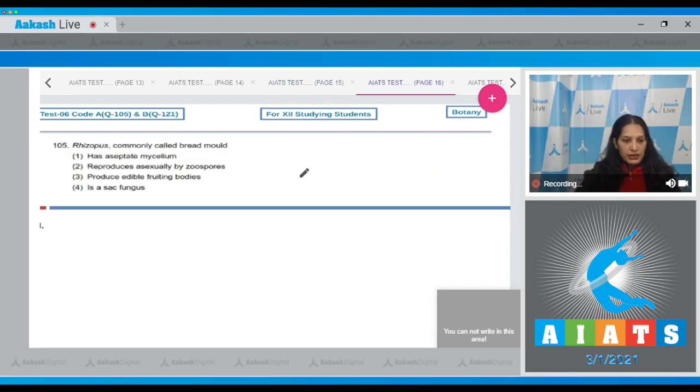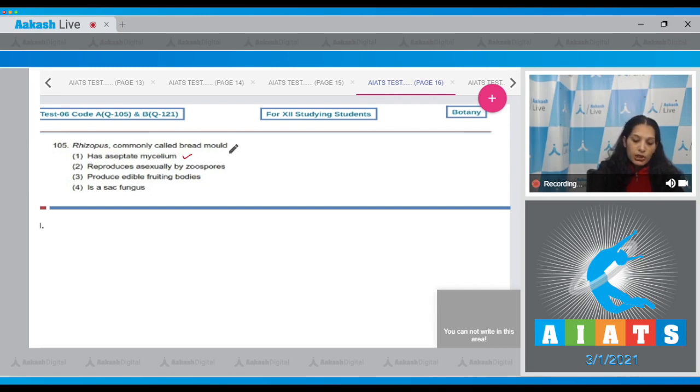Question number 105. Rhizopus, commonly called bread mold. Why it is commonly called bread mold? Because you must have seen on the bread that if a bread is kept in the moisture for very long time, then there is a cottony mass growing on it, and it is the bread mold, which is the Rhizopus. It's a fungus. Now, first option, has aseptate mycelium. Yes, it is true that it has aseptate mycelium.